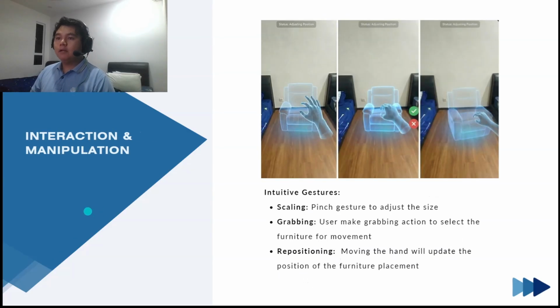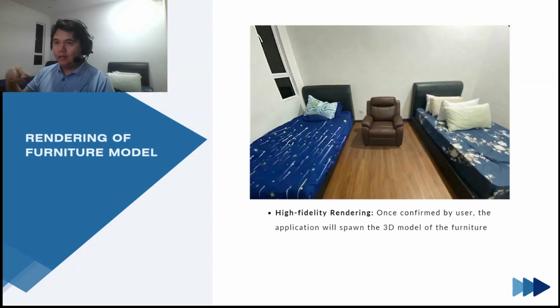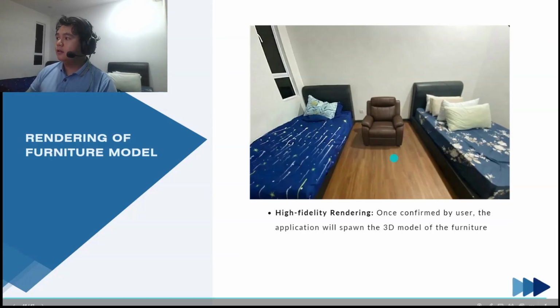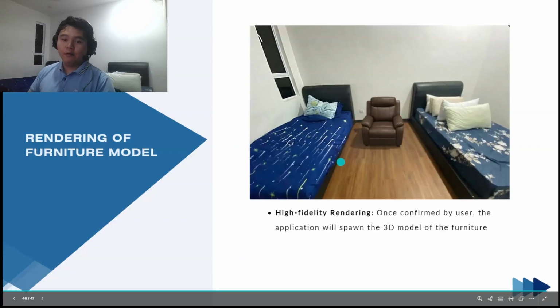For interaction and manipulation, this application has intuitive gestures. The user can make a pinch gesture to adjust the size, and then the user makes a grabbing action to select the furniture for movement. And then lastly, for repositioning, the user moves the hand to update the position of the furniture placement. And lastly, rendering of the furniture model. Once confirmed by the user, the application will spawn the 3D model of the furniture in the real-world environment.